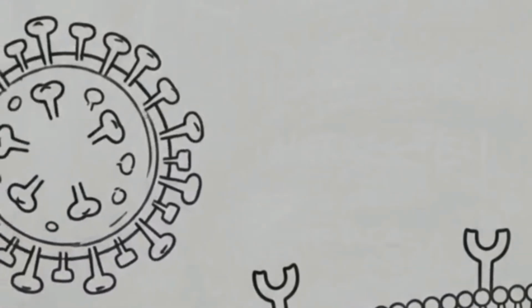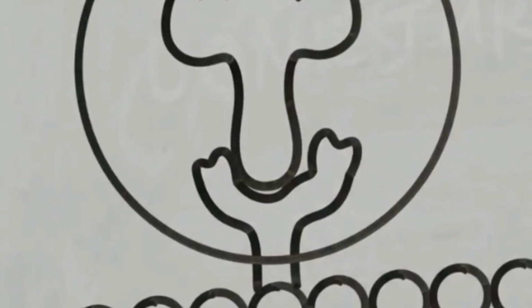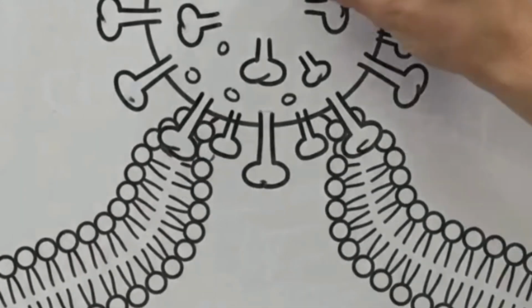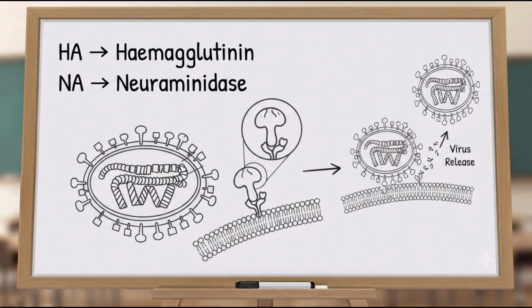HA stands for hemagglutinin. Hemagglutinin helps the virus attach to receptors on the host cell, so you can remember HA for attachment. NA stands for neuraminidase. Neuraminidase helps in the release of newly formed virus particles from infected cells. For the exam, remember this simple association: HA, attachment; NA, release. Memory trick: HA helps attach; NA, new viruses are released.